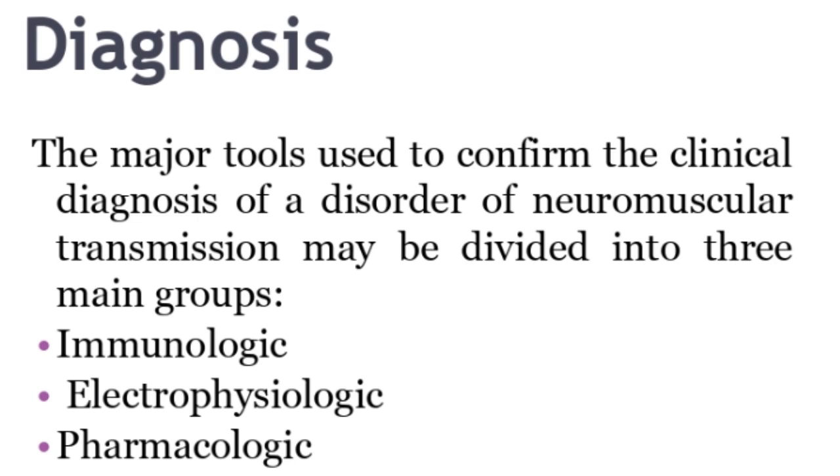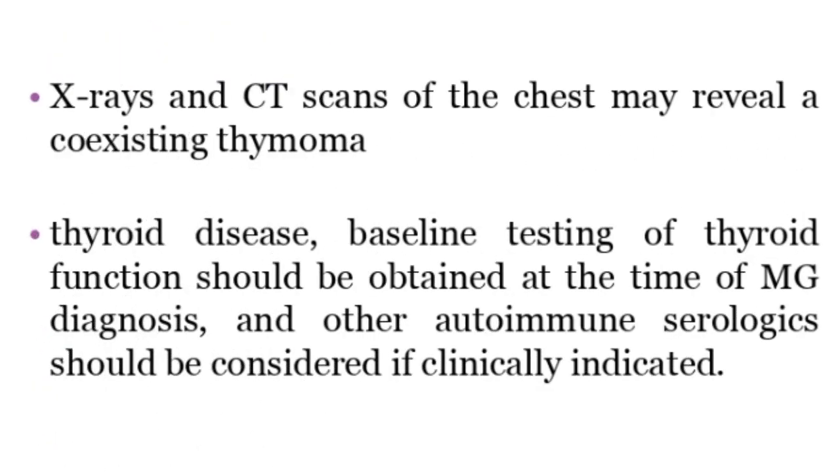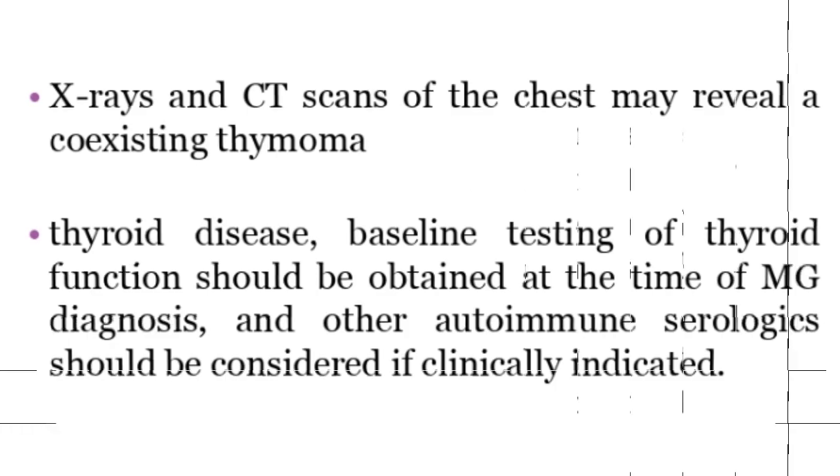Patients with muscle-specific tyrosine kinase, MuSK, myasthenia gravis may become worse or develop profuse fasciculations after edrophonium. X-rays and CT scans of the chest may reveal a coexisting thymoma, and thyroid function tests should be obtained at the time of myasthenia gravis diagnosis.